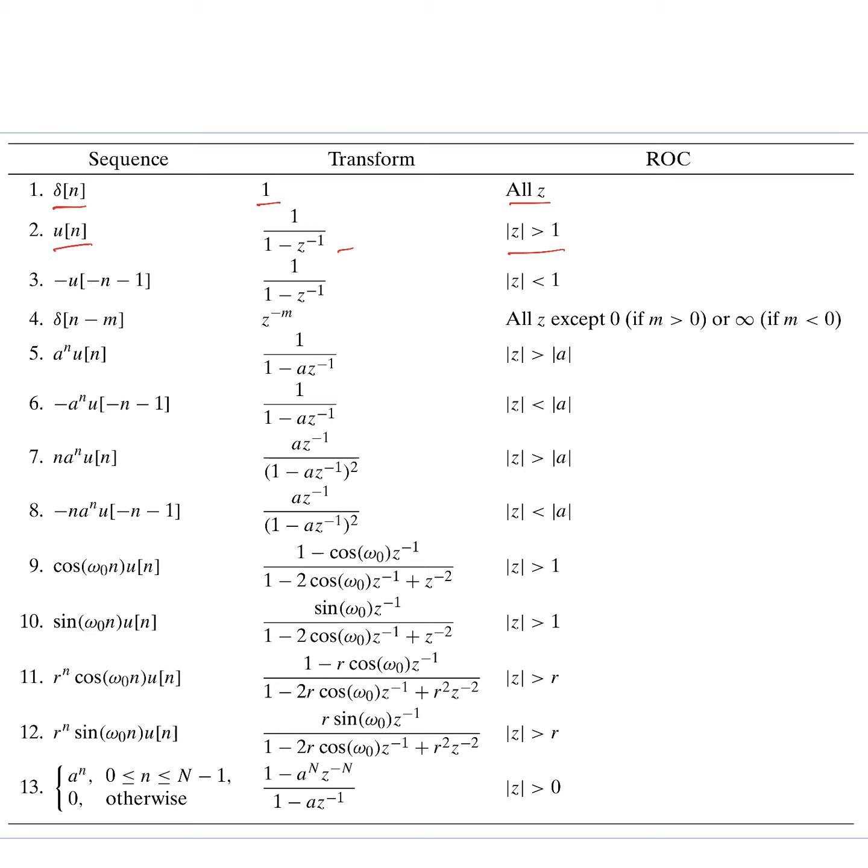So this is a right sided sequence, and this is a left sided sequence, meaning that it is non-zero for n less than 0. So for this we have mod of Z less than 1. There are these standard sequences which you can use to compute the transform, but mostly we will see the use of them when we talk about the inverse Z transform.